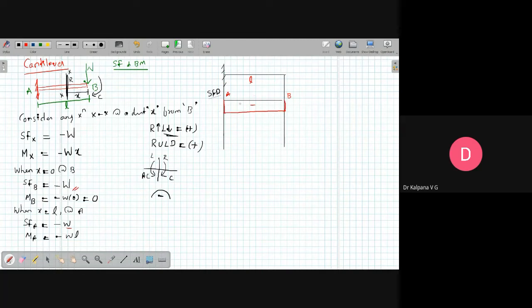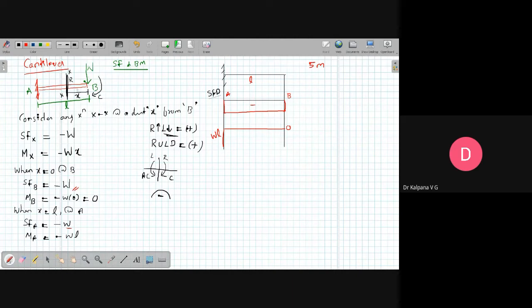So this is the shear force value, whereas in the bending moment diagram, at B it is 0, whereas at A it is minus W into L. So how to connect this 0 and WL? That is the thing here. Instead of this X meter, if L is 5 meters, what about the bending moment at 1 meter from B, 2 meter, 3 meter, 4 meter and 5 meter?